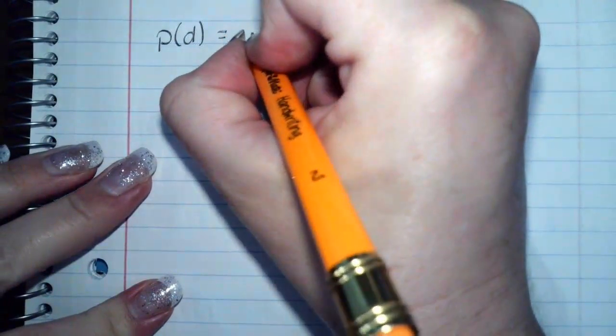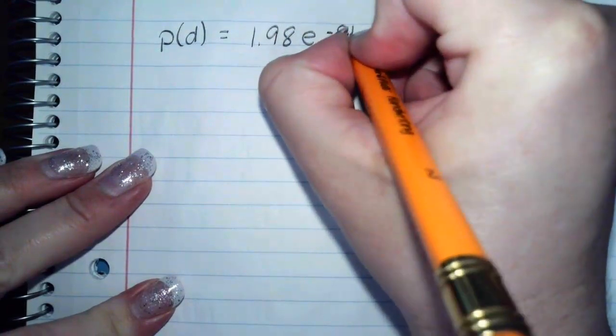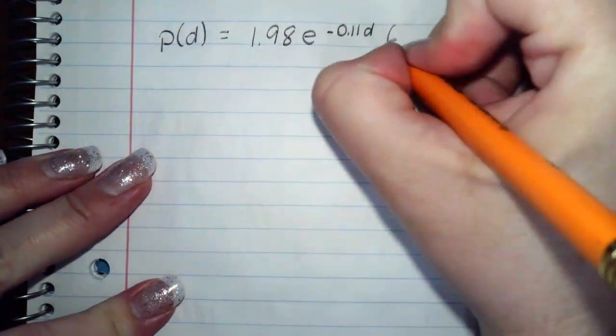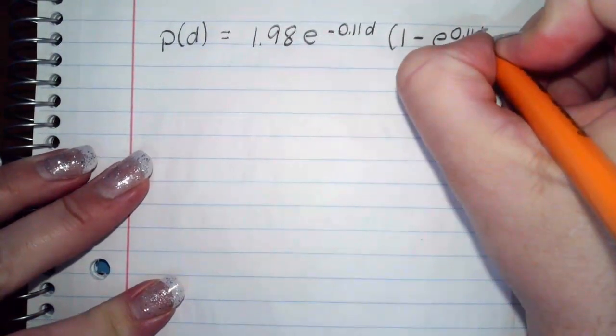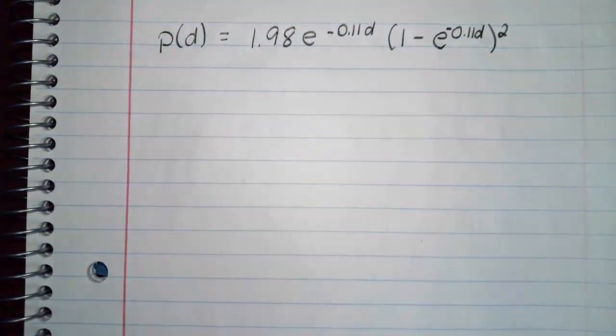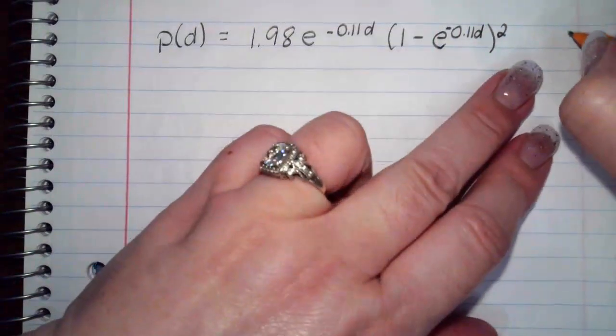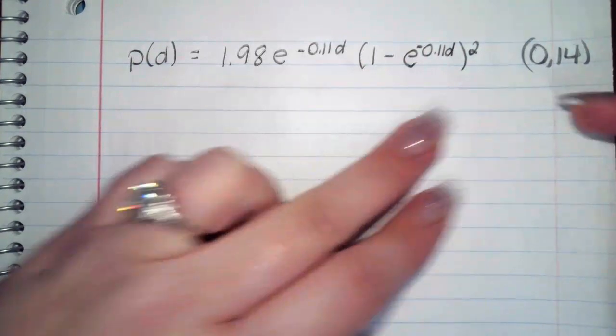All right, the last problem is P of d equals 1.98 e to the negative 0.11d times 1 minus e to the negative 0.11d squared. And we want to know if an employee with no experience can produce 14 items each day. So no experience gives me 14 items. Okay, so that's our initial condition.